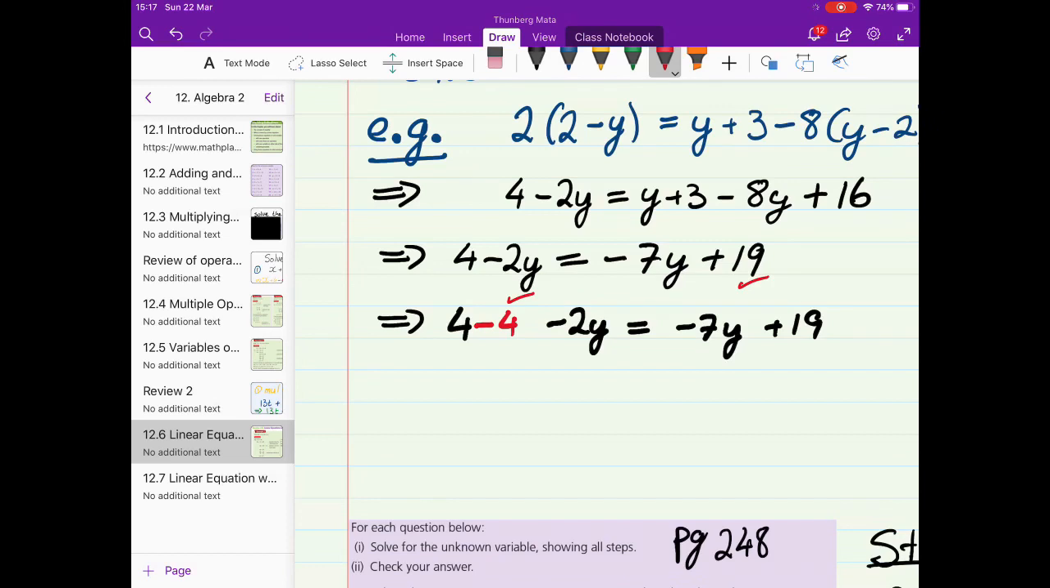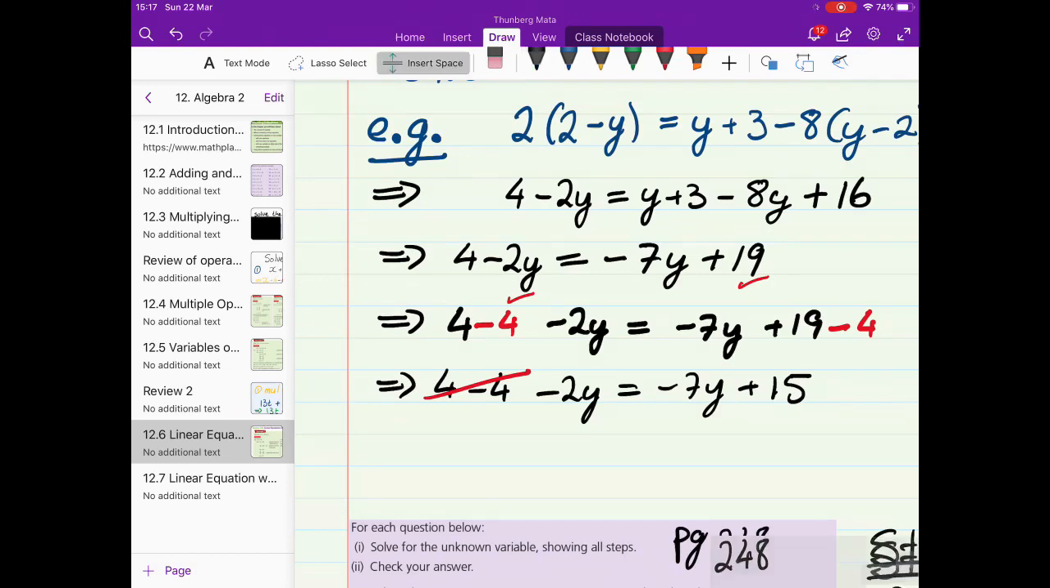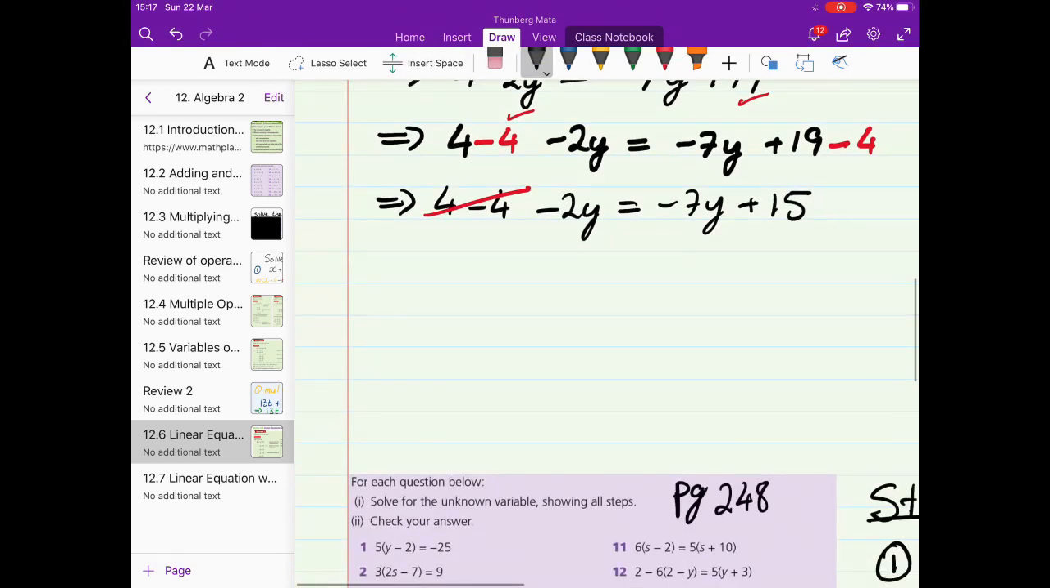So the first thing I want to do is subtract 4 from this side and subtract 4 from this side. If I do that successfully, I'll end up with 4 minus 2y on the left-hand side. They'll cancel each other out. And then on the right-hand side of the equation, I'll have minus 7y plus 19 minus 4 is 15. So now I'm left with negative 2y is equal to negative 7y plus 15.